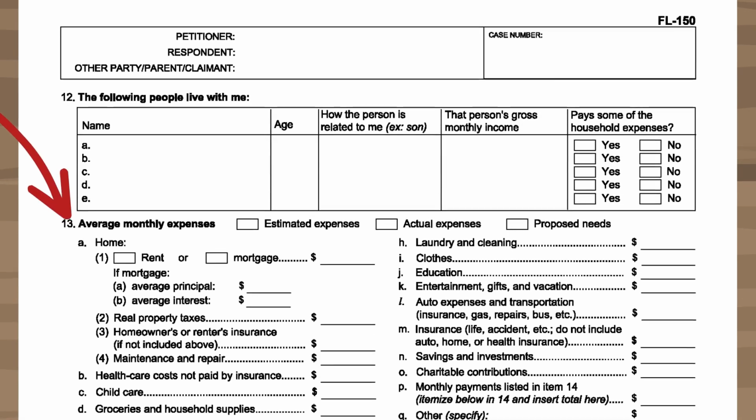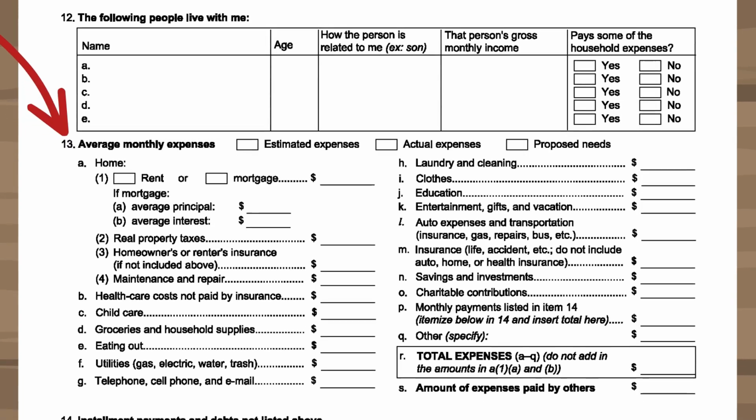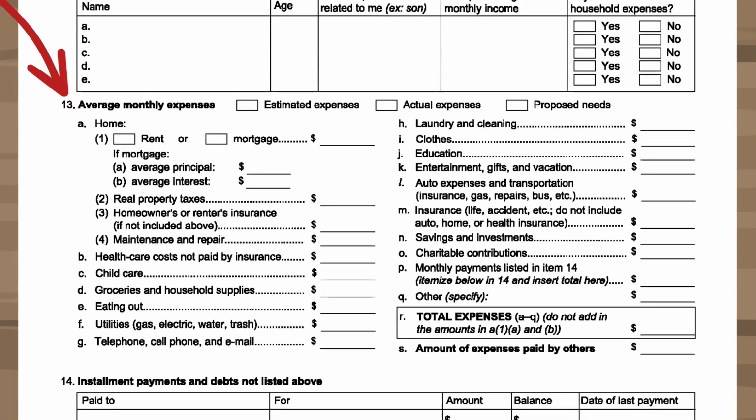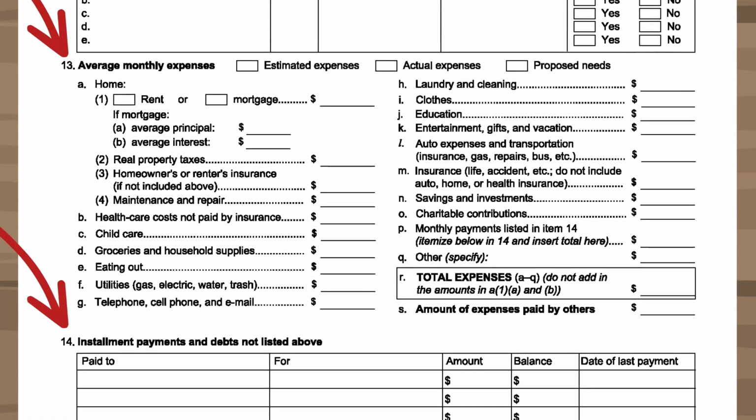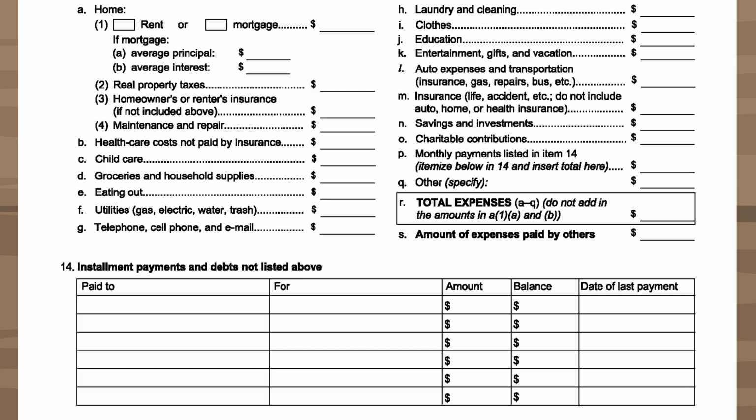In item 13, you'll need to list your estimated monthly expenses for each category that applies to you. For item 14, you will need to list any items for which you're making monthly payments, such as a credit card or a car loan. Then add up all of the monthly payments and write that total on line P in item 13 above. Now total up all of your monthly expenses and write that total on line R, total expenses. There's also a place to indicate whether anyone else is helping you pay your expenses.